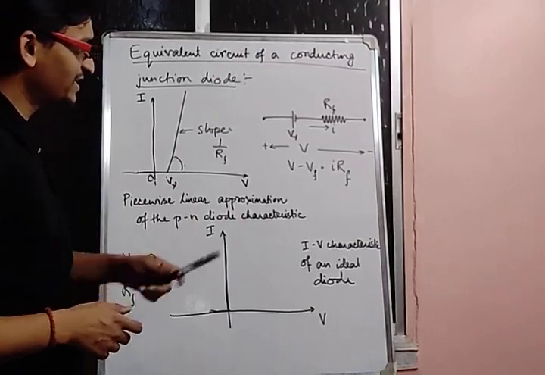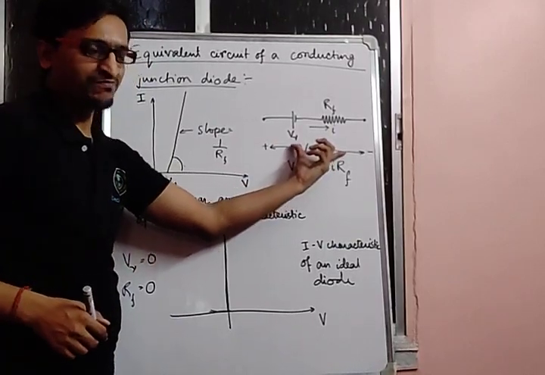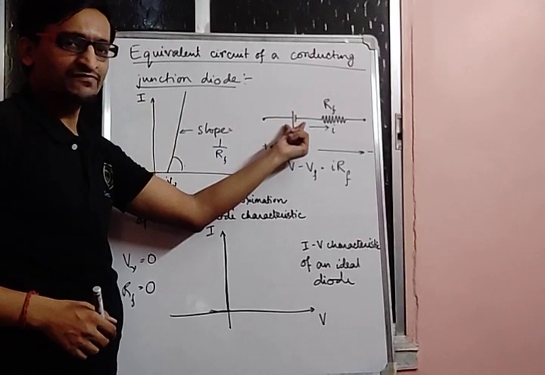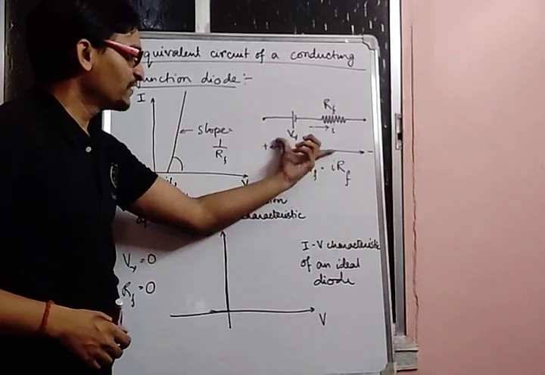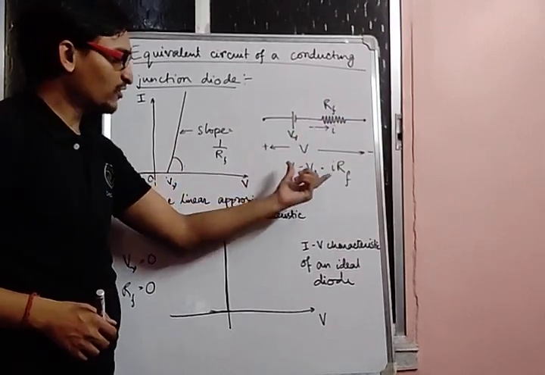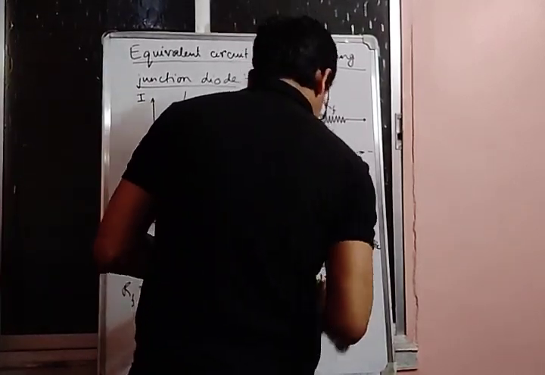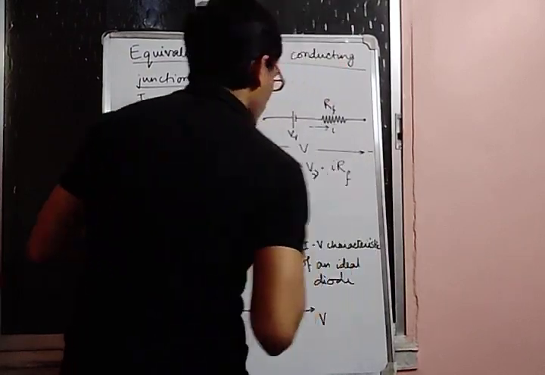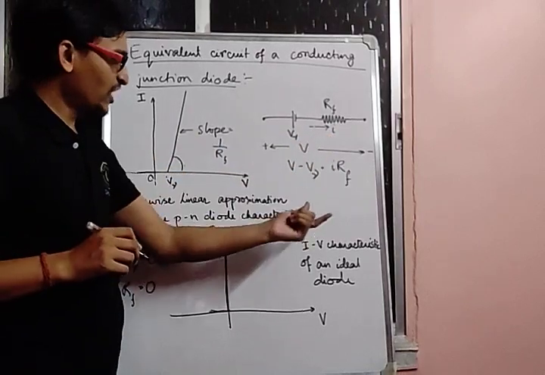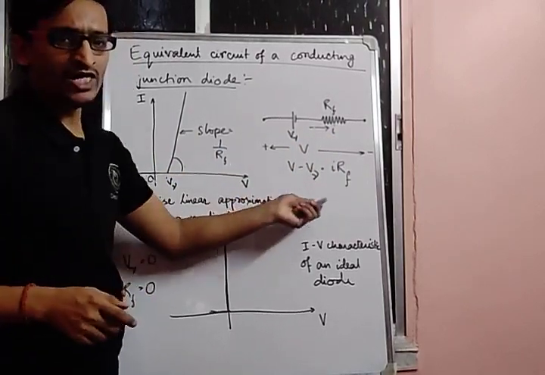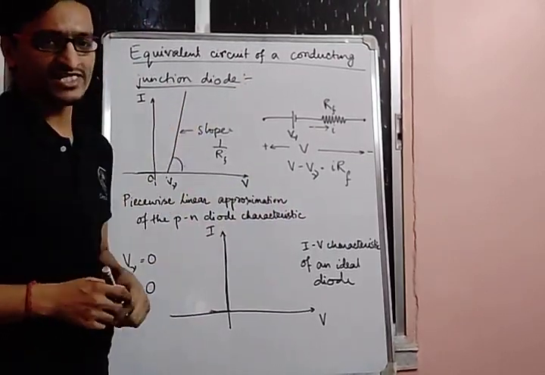You can easily write down this equation from here. The total applied voltage across the diode is V, and here there is a voltage which is V gamma. So what is the voltage drop across this resistance RF? It's nothing but V minus V gamma. So V minus V gamma is the voltage across the resistance RF. Now according to Ohm's law, V minus V gamma should be equal to I into RF. So this is the equivalent circuit of a conducting junction diode.